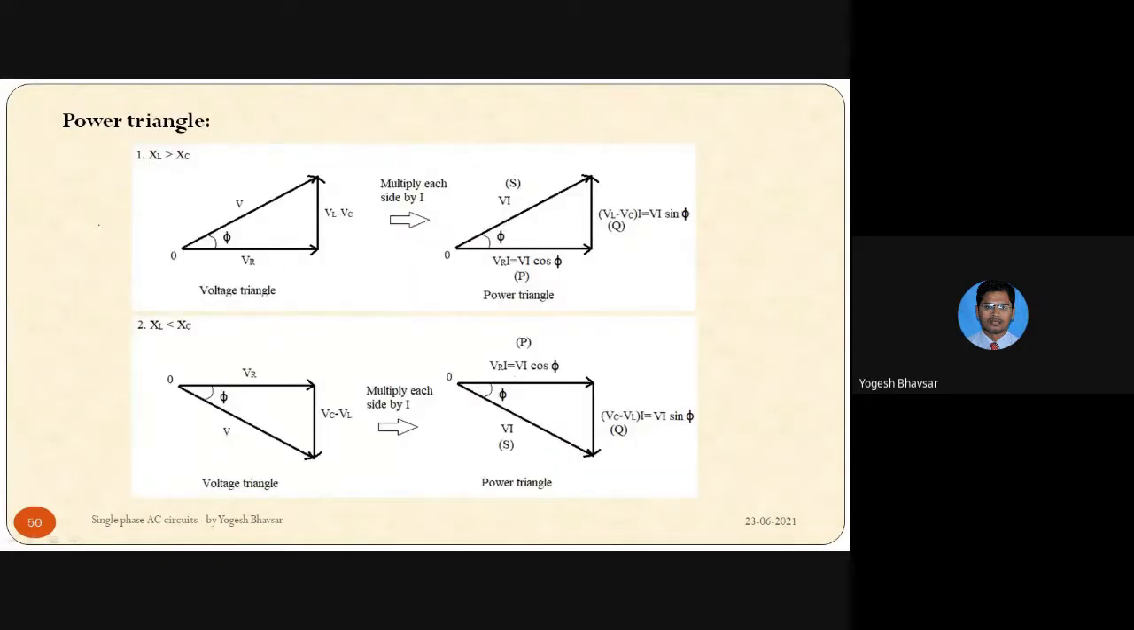And then last we have the power triangle for XL greater than XC and XL less than XC. Simply multiply each side of the voltage triangle by I. We'll get VR into I, which is VI cos phi, the active power; multiplied by I, VI sin phi, the reactive power; and the hypotenuse, the apparent power. And the same for XL less than XC. Multiply each side by I, so we get the active power VI cos phi on the base side, reactive power VI sin phi on the adjacent side, and the hypotenuse will represent the apparent power. This is the power triangle.